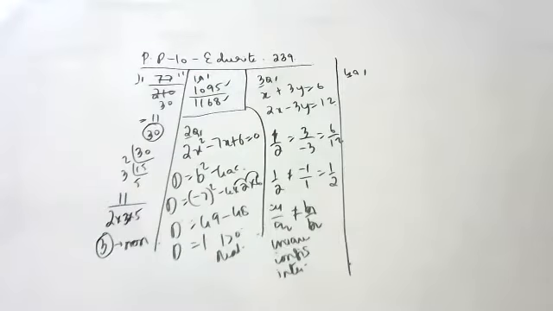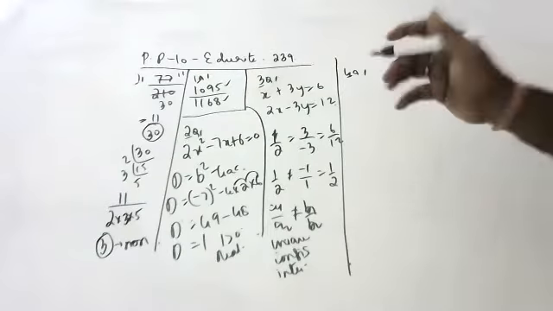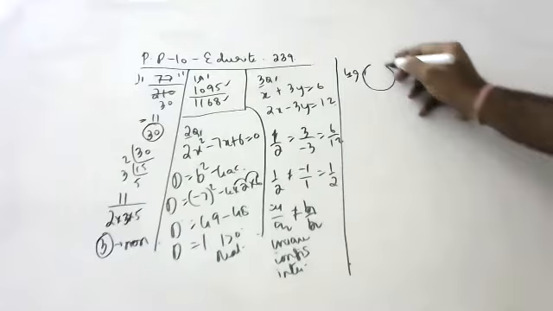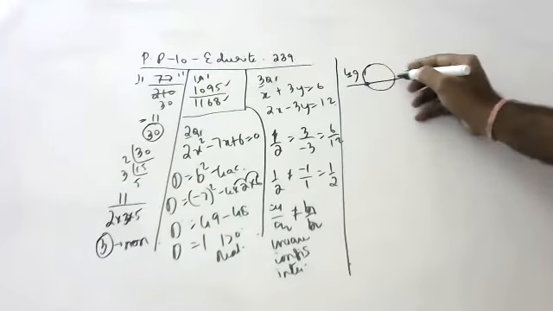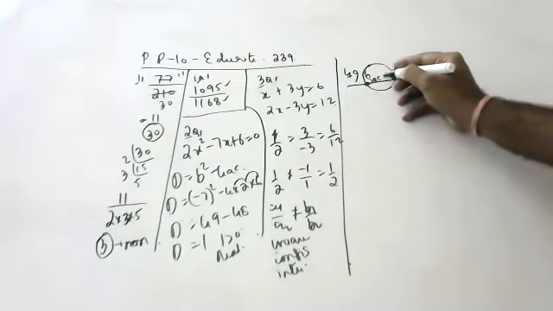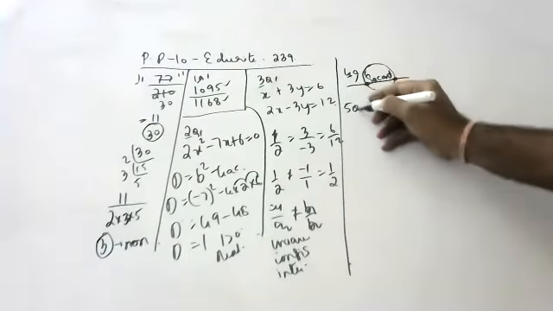Fourth question, children. If a line intersects a circle at two distinct points, what is it called? If a line intersects a circle at two distinct points, it is called a secant.